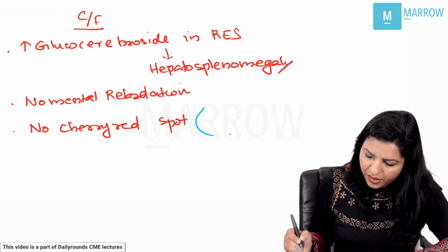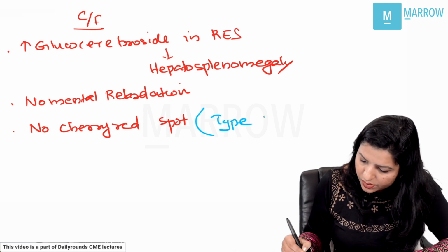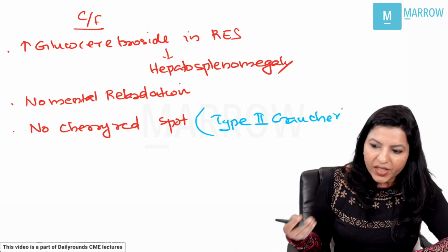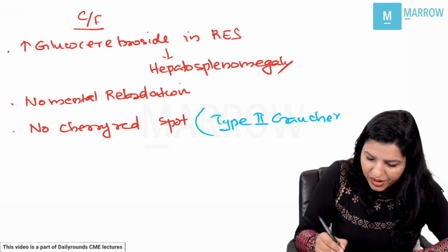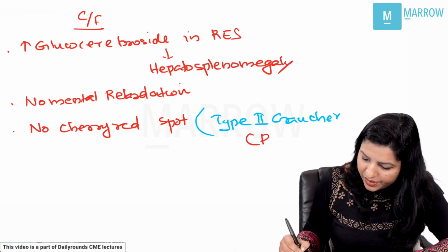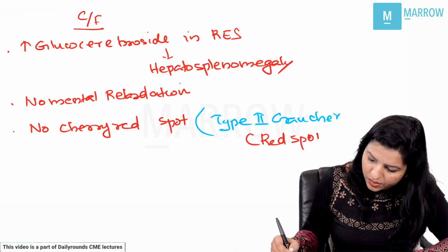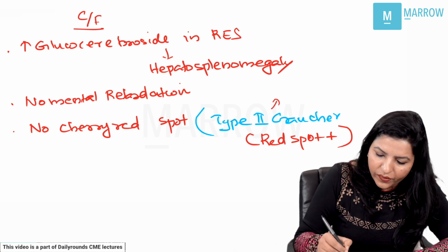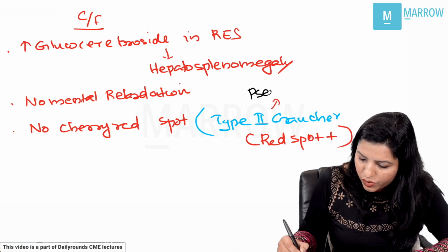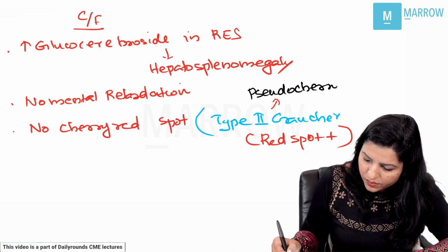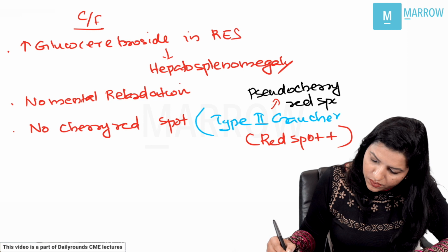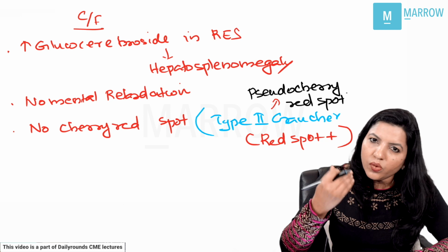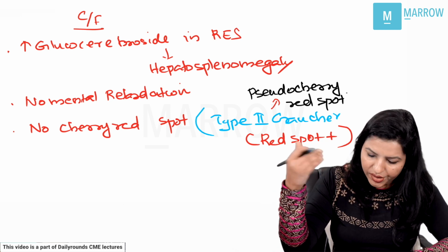But remember, in type 2 Gaucher, which is a very rare entity, a cherry red spot is present. Some books, like in ophthalmology, give it as a pseudo cherry red spot. So in type 1, the most common Gaucher disease, there is no cherry red spot. Only in a subtype, which is a very rare entity, there is a cherry red spot.